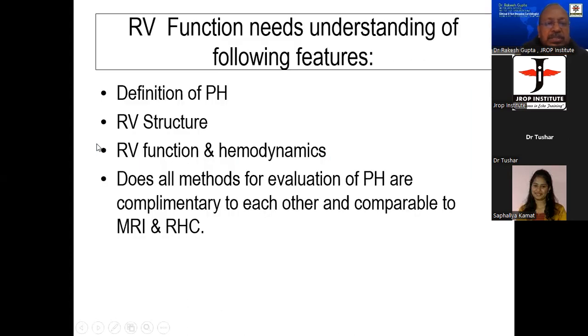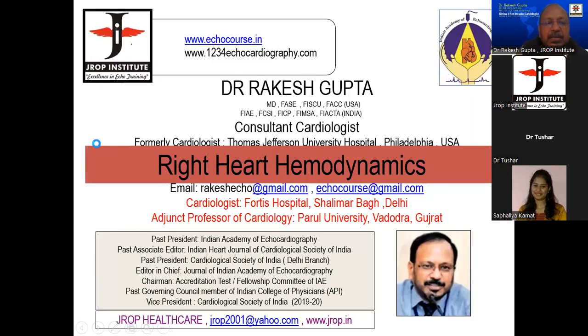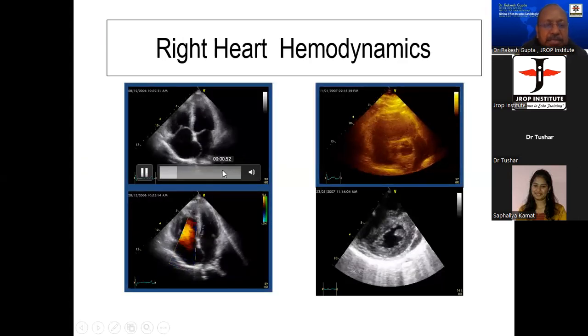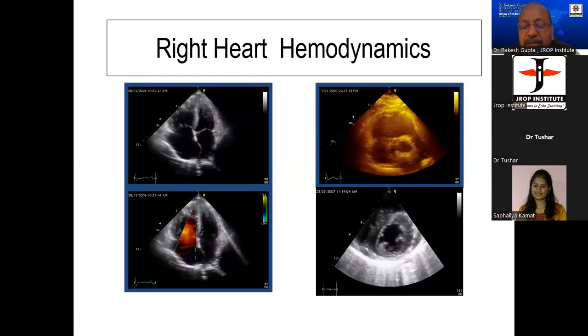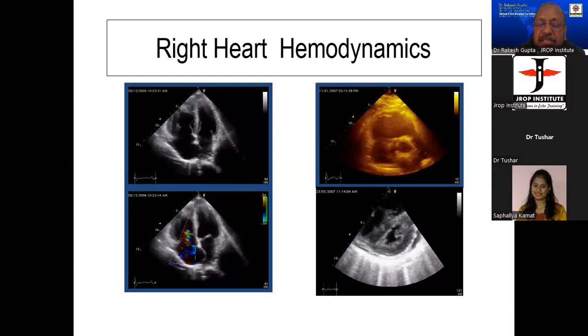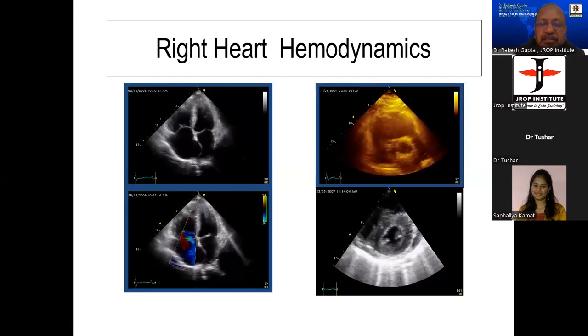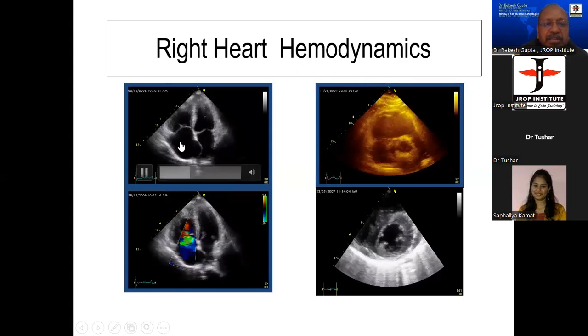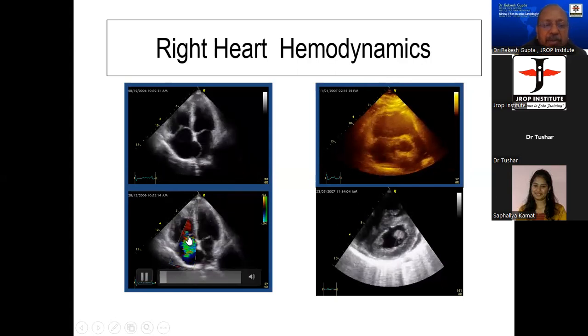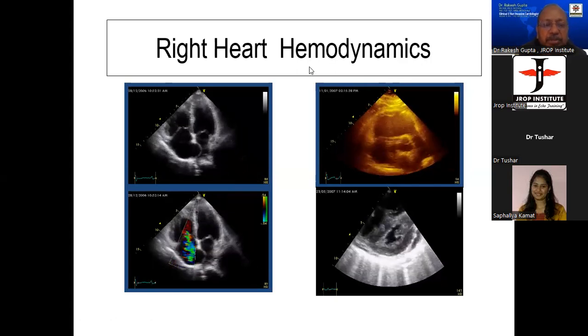I'm going to concentrate on right heart hemodynamics, in the sense I'm going to look at what all is there in the right heart which helps in determining the function as well as the pressure of the right heart lesions. If you look carefully on this slide, we have this RV, RA which are dilated. You have a significant amount of tricuspid regurgitation in this particular patient.